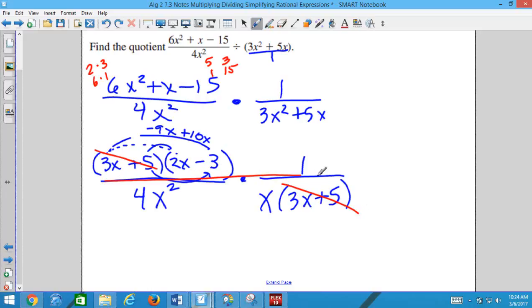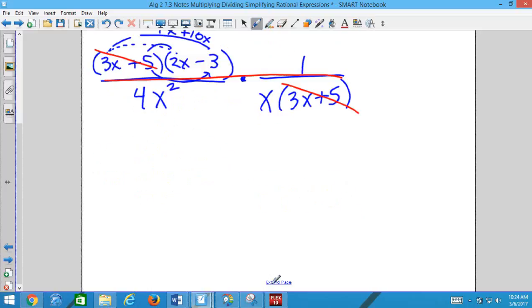When I multiply straight across, where are all of these x's? They're all in the bottom. You can't cancel if they're in the same side. One's got to be top, one's got to be in the bottom. So nothing else is going to cancel. We will have 2x minus 3 on top. And what will we have on the bottom? x to the third power, right?